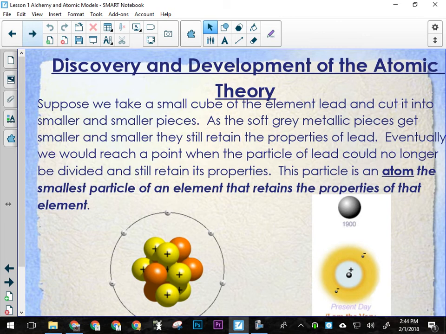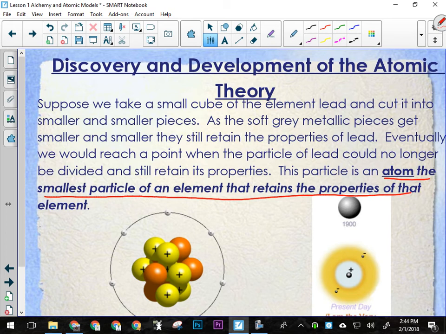So an atom, this part here that's in boldface print, is the smallest particle of an element that still retains all those properties. That is, it would have a certain number of protons, certain number of neutrons, certain number of electrons.